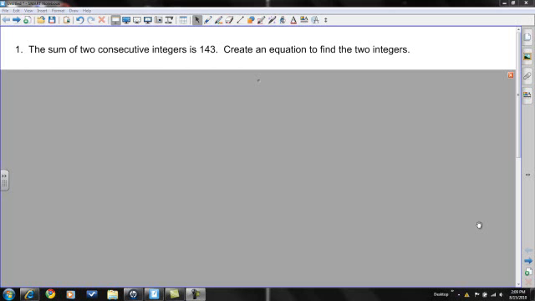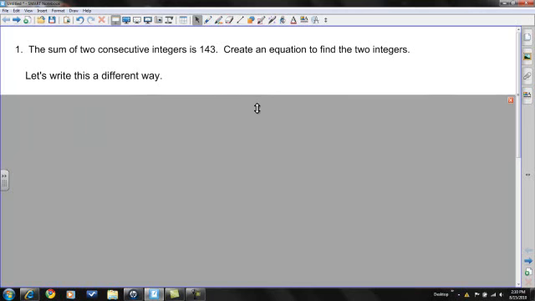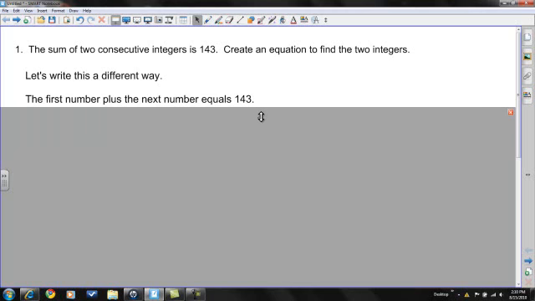To be consecutive means they're back to back or in order, so they are numbers like 6 and 7, or 99 and 100, or negative 2 and negative 1. Those are consecutive integers. Now we want to take and add those two consecutive integers, and that is 143. So let's write it out a different way. We want to take the first number plus the next number and let it equal 143.